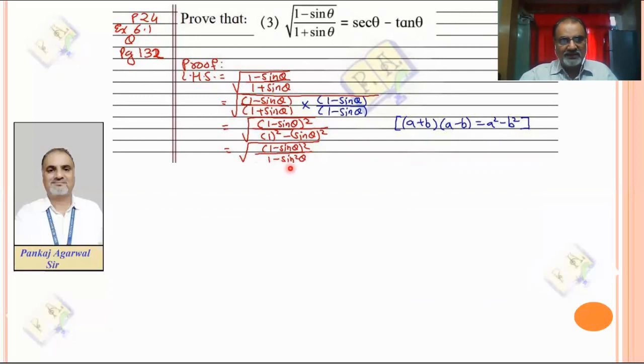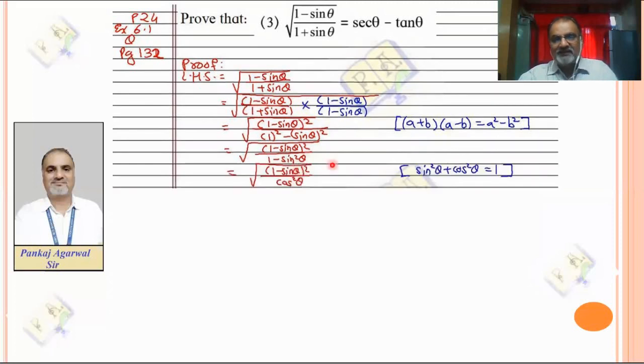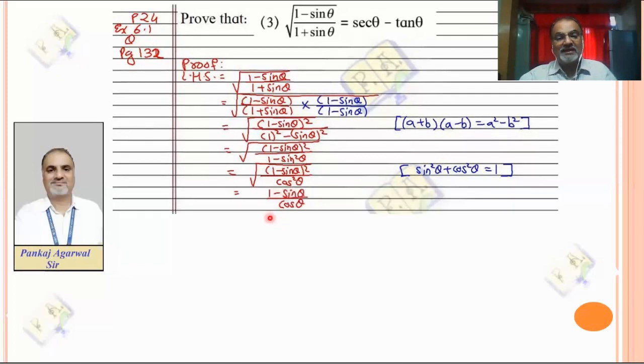Now it looks like an identity. What is the identity? Sine square theta plus cos square theta equals 1, which means 1 minus sine square theta is cos square theta. Now look at the whole answer which we got: the square root of (1 minus sine theta) the whole square upon cos square theta. The numerator is also a square, the denominator is also a square, so the square root and the square cancel. I'll get (1 minus sine theta) upon cos theta.